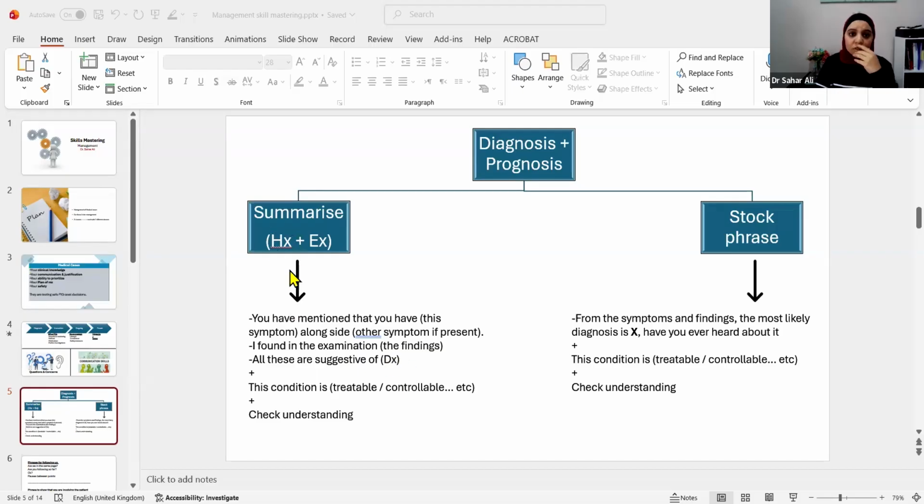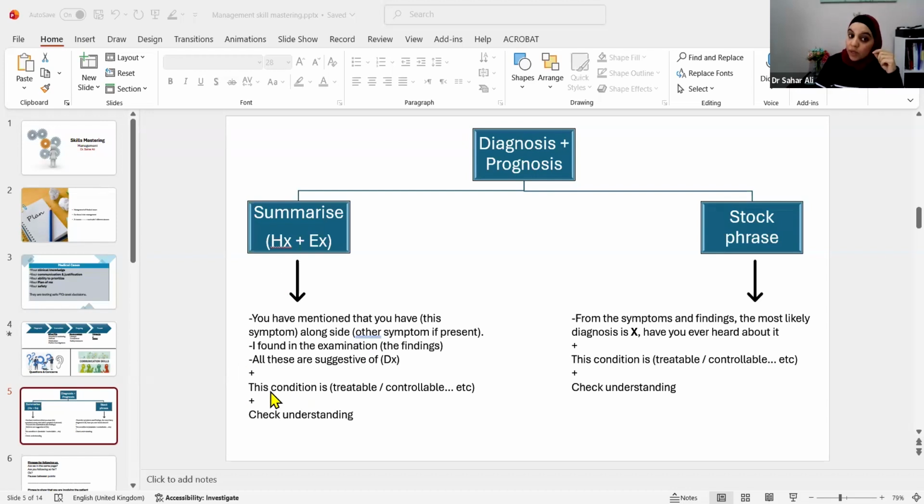Okay. So summarizing, you have mentioned that you have diarrhea for 2 days, alongside the abdominal pain that you have, and also we found in the examination that your tummy is a bit tender down below. All of these are suggestive of something called stomach bug, or gastroenteritis or enteritis. All right, I'm improvising things now, but just as an example for you how to give the diagnosis.